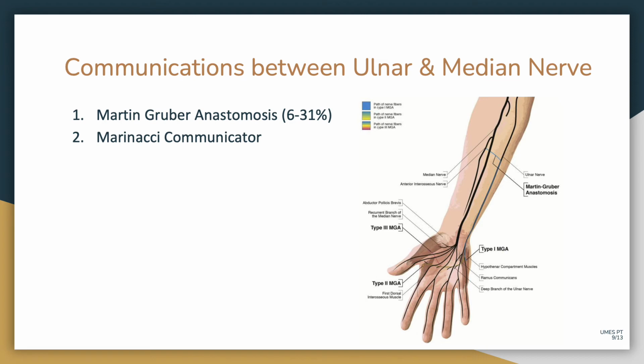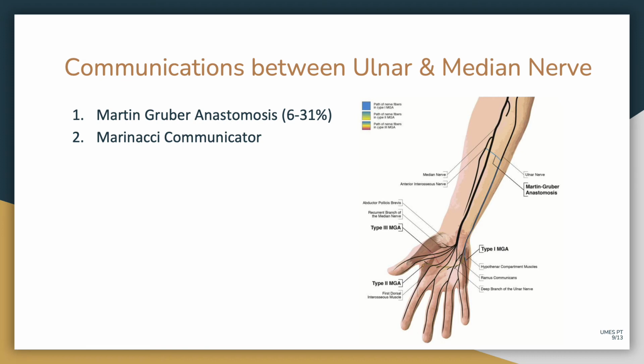So another variation of the median nerve is that there could be communications between the ulnar and the median nerve. The Martin-Gruber anastomosis happens in about 6 to 31% of the population. This is when there's a communication between the median and ulnar nerve, and this can result in a varied pattern of innervation to the intrinsic muscles of the hand. So in this case, the median nerve communicates with the ulnar nerve. And you could see this in the picture to the right, that there's a little branch communicating the median nerve to the ulnar nerve.